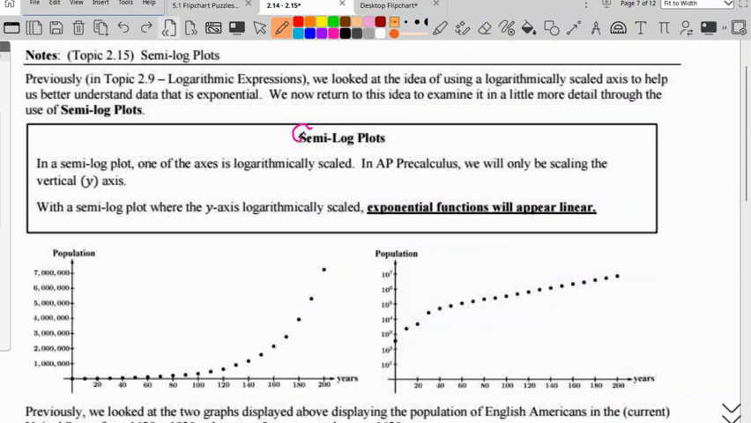That's why it's called semi-log. Only one of the two is scaled. In AP Pre-Calculus, we'll only be scaling the vertical axis, or the y-axis. With the semi-log plot, where the y-axis is logarithmically scaled, exponential functions will appear linear. And again, that's all recap, stuff that we've already talked about, okay?